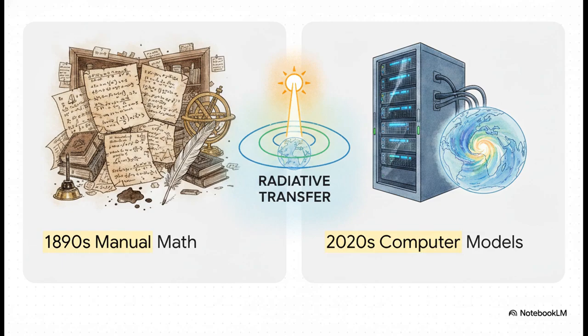So how do we trust those massive modern projections? It really comes down to this. Both the 1890s pen and paper math and the 2020s Earth system models rely entirely on the exact same core physics. While modern models add complex, interacting variables like melting sea ice, shifting ocean currents, and cloud formations, the fundamental engine driving the heat, radiative transfer, is the exact same math that Svante Arrhenius used over a century ago.